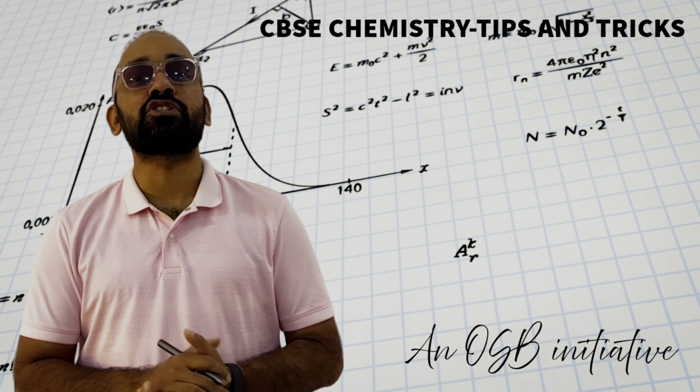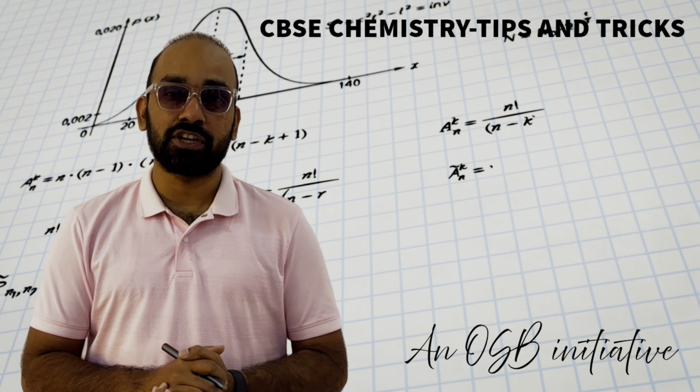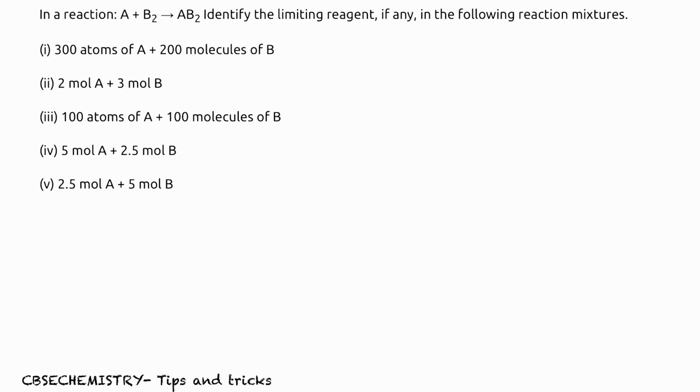Let us study chemistry together with CBSE Chemistry tips and tricks. In a reaction, A plus B2 gives AB2. Identify the limiting reagent, if any, in the following reaction mixtures.